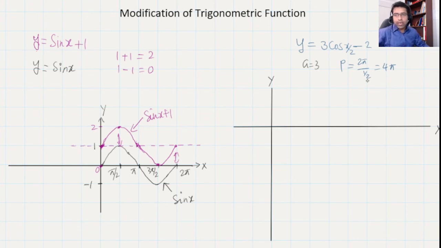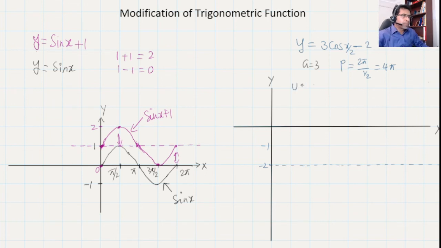And then we have the vertical shift, which is d equals -2. When I say the vertical shift is -2, it means the graph's starting point will be 2 down. It means your x-axis is shifted down in this case. So this is your new reference axis now. The center of the graph will be this axis, no more x-axis.